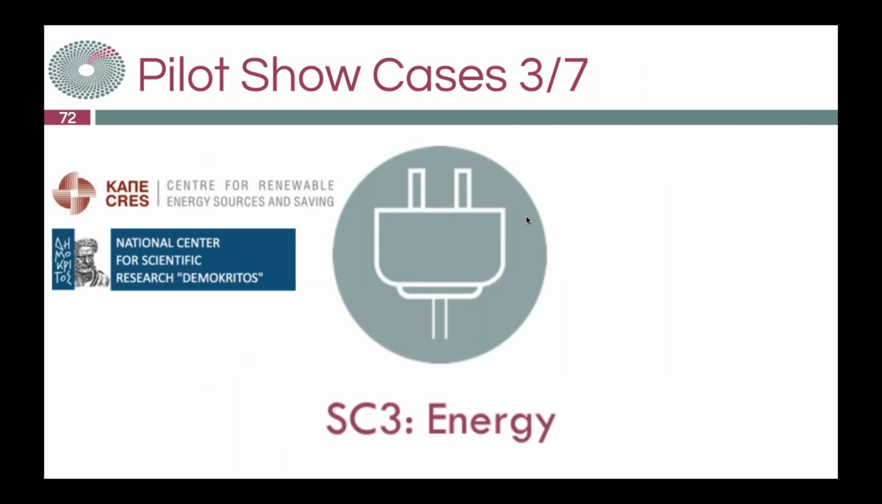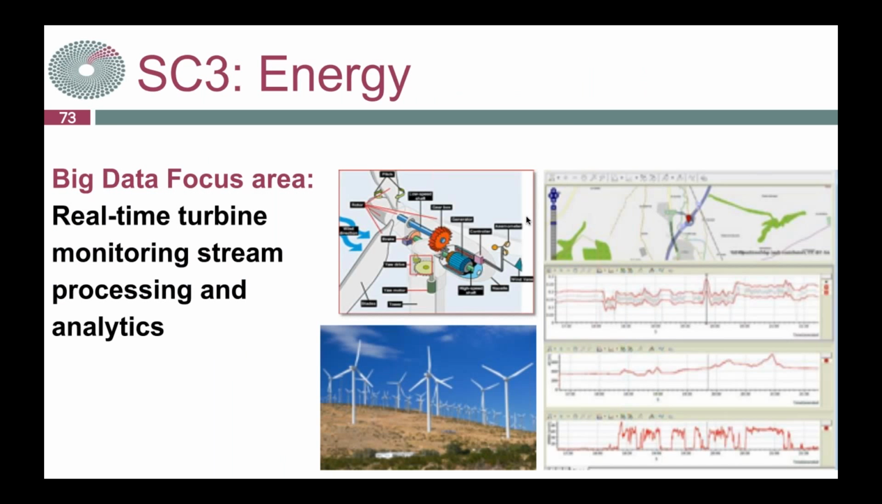So the third pilot showcase is energy, which is together with CRES and the National Center for Scientific Research, Democritos. They're the partner. They have these beautiful wind turbines, and these turbines are very expensive, and they have all kinds of sensors inside to see that nothing is going wrong, because if the gearbox has some sand or salt in it and it starts to rust, it will break down. If you can prevent that before it completely falls apart, you can save a lot of money.